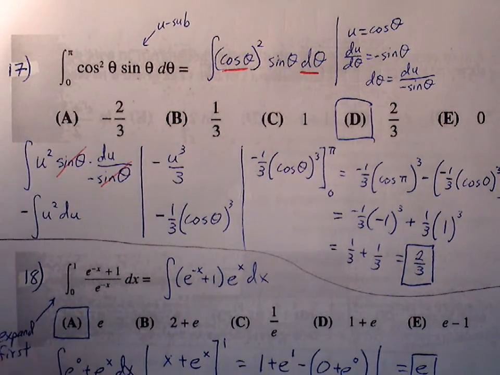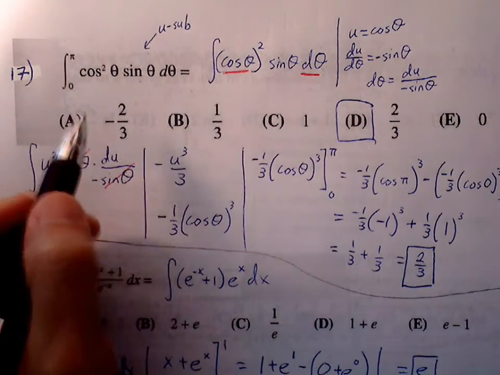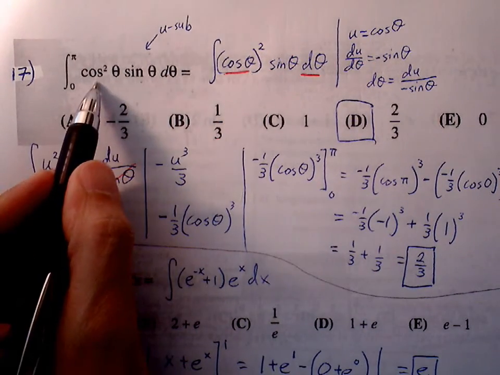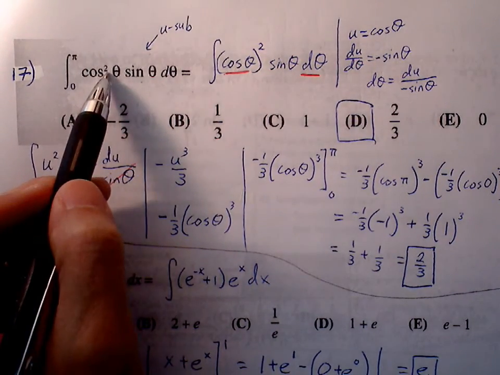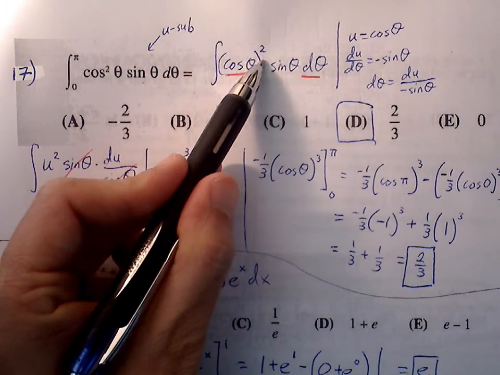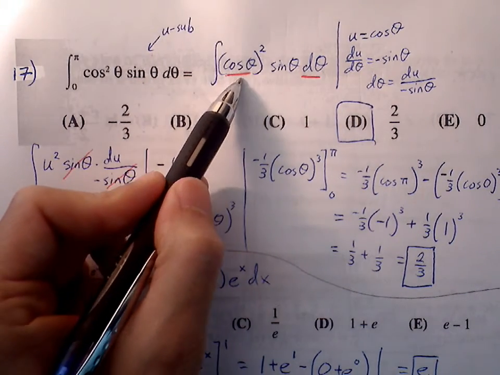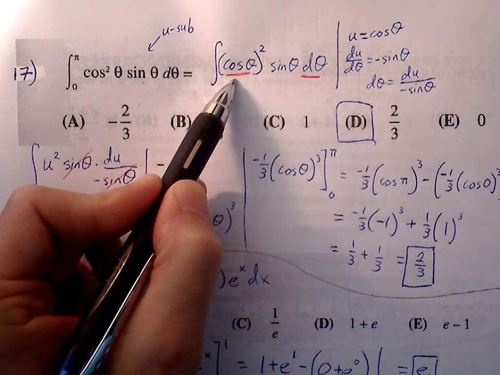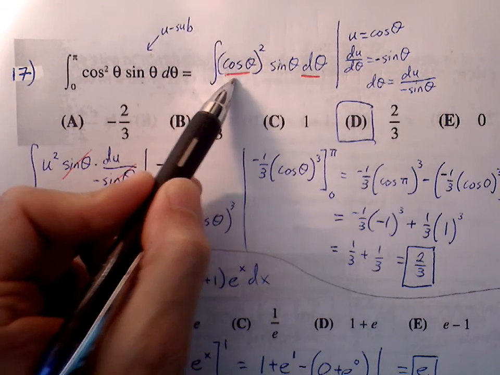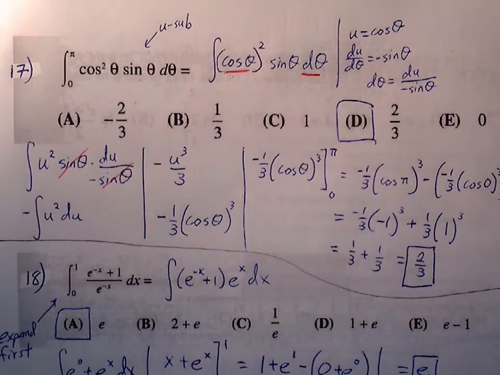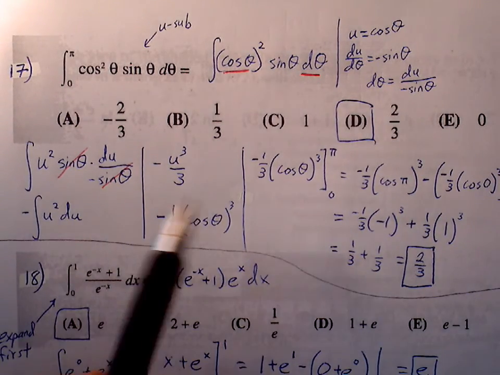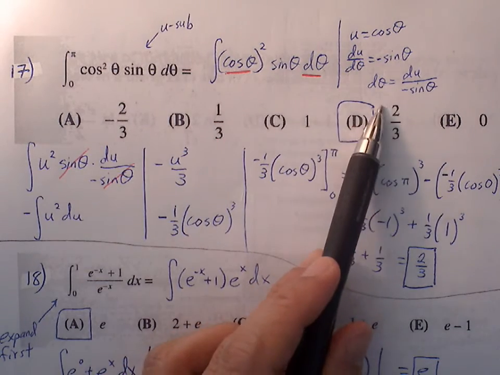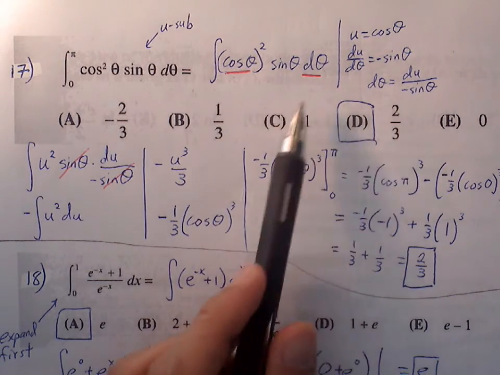It's a lot easier to find an appropriate u value if we can get some parentheses to show up. So I'll rewrite the cosine squared as cosine parentheses squared. Once we see the parentheses, that's a good indication that whatever is inside the parentheses could be a potential u value. We'll let the u value be cosine theta. Derivative is negative sine theta. Solve for d theta. Cross multiply, we get d theta equals du over negative sine theta.